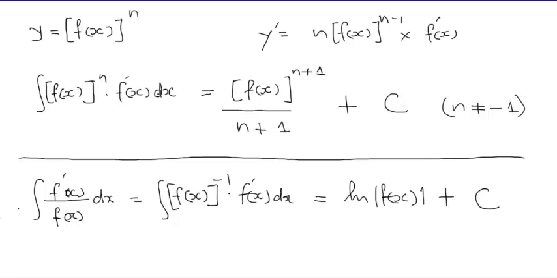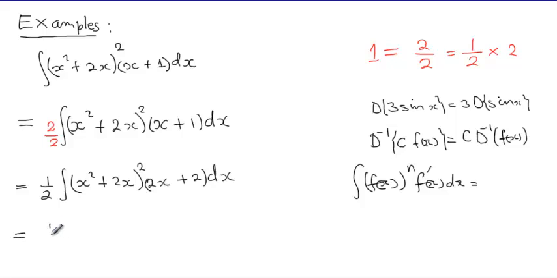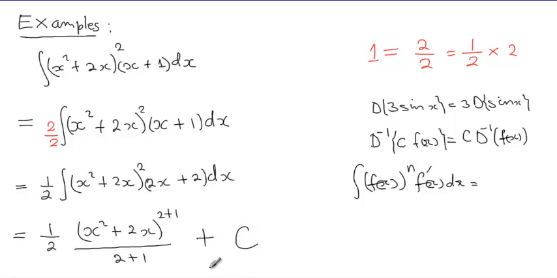So we come here and say equals half, because we cannot throw away this half. Then we come here and say (x squared plus 2x) to the power 2 plus 1, over 2 plus 1. I'm waiting for you. Plus c. Then what follows now is simplification of all this. This is 3, this is 2, which means we're going to end up with a 6 in the denominator. We're going to have (x squared plus 2x) to the power 3 over 6, plus c. Then I'm done. Questions?